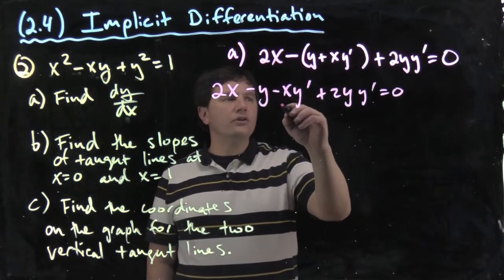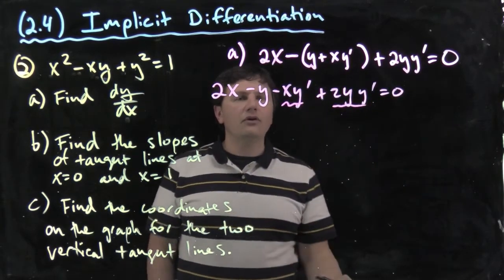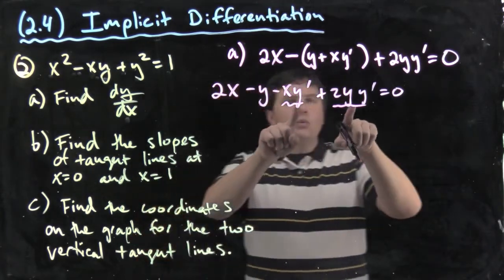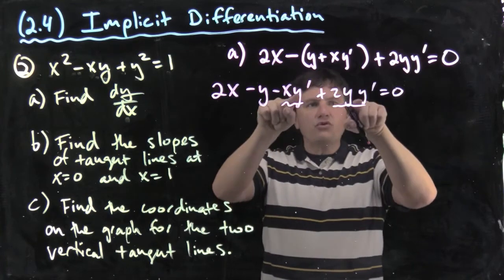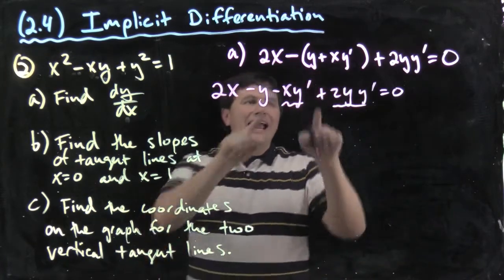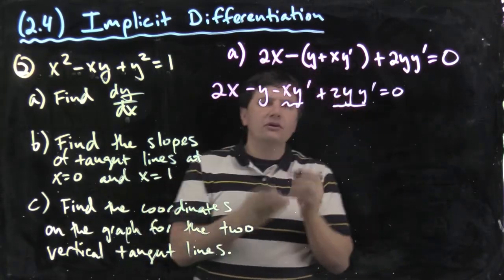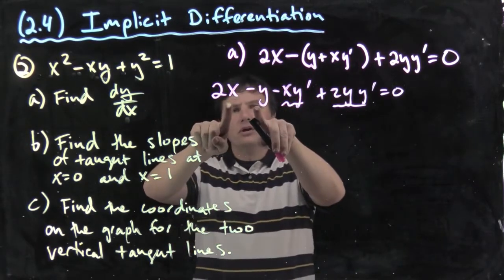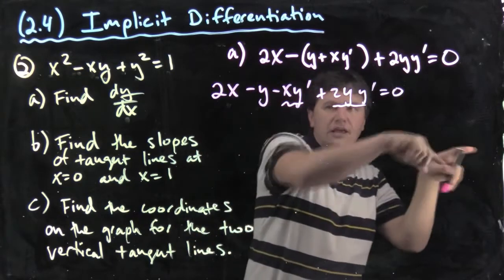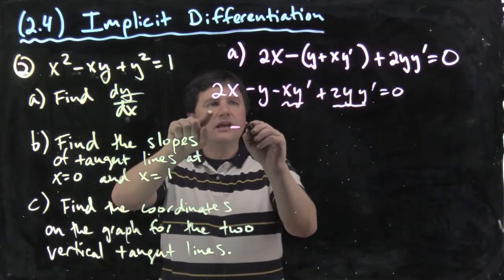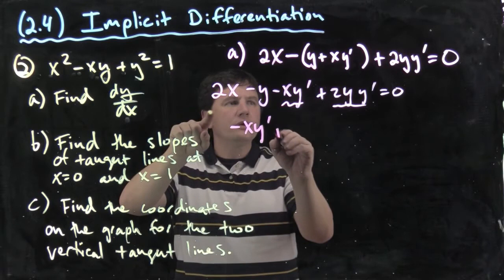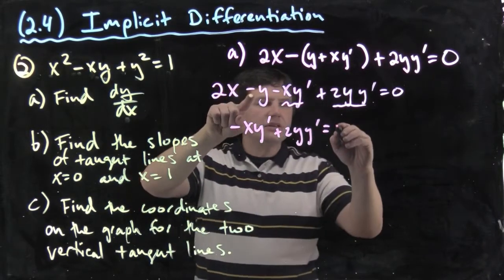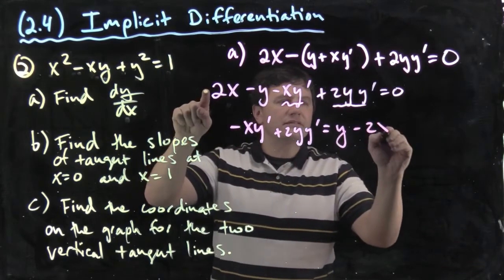Now ultimately what I'm trying to do is solve for y prime. This little algebraic trick is one we did with inverse functions. You're going to see this a lot. We have two terms that have the thing we're trying to solve for, y prime. Any term that has the thing we're trying to solve for, we're going to leave on one side. Every term that doesn't have it, we're going to push to the other side. So that's going to look like this. Negative x y prime plus 2y y prime. This we're going to add to the other side. This we're going to subtract.